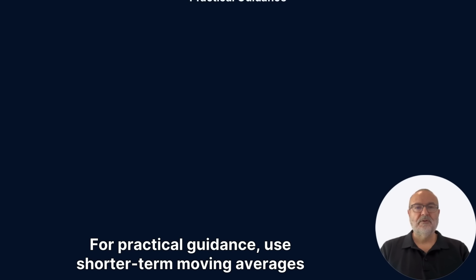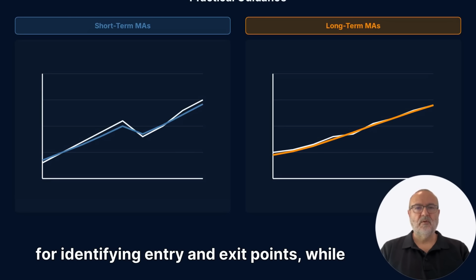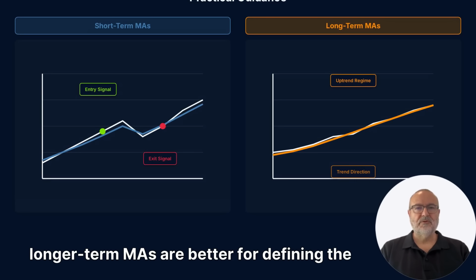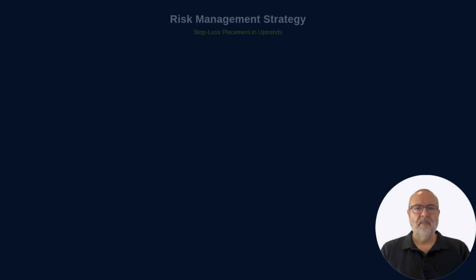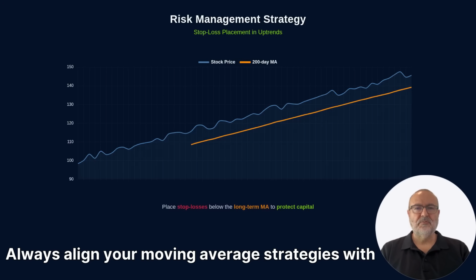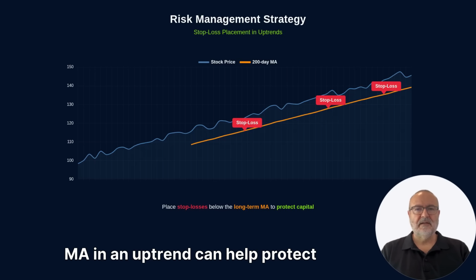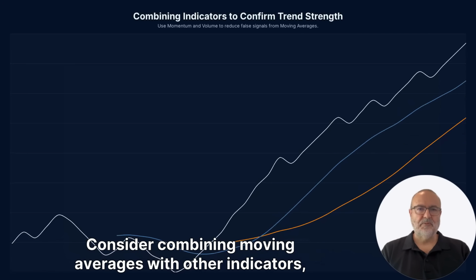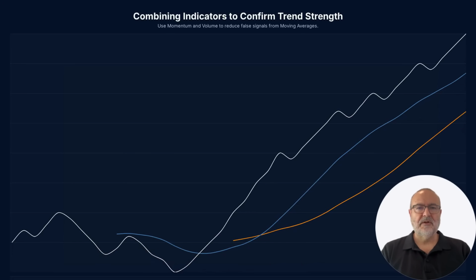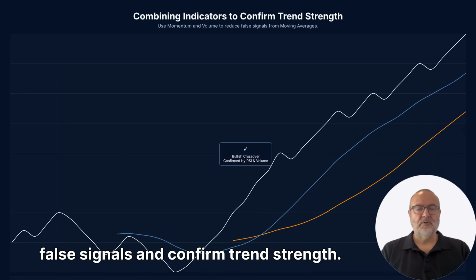For practical guidance, use shorter-term moving averages for identifying entry and exit points, while longer-term MAs are better for defining the overall trend and market regime. Always align your moving average strategies with sound risk management principles. For instance, placing stop losses below a long-term MA in an uptrend can help protect capital. Consider combining moving averages with other indicators, such as momentum or volume, to reduce false signals and confirm trend strength.